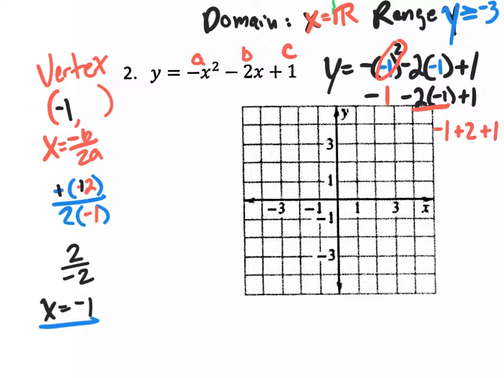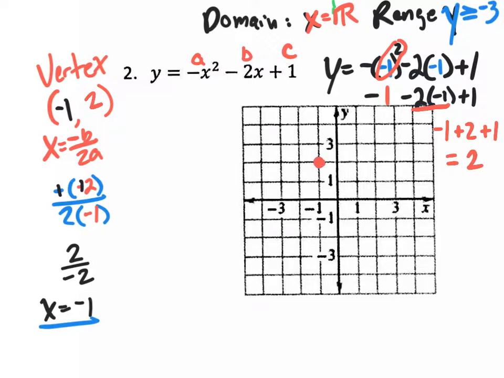So what's my actual y value going to be? What's -1 plus 2 plus 1? 2. Thank you, 2. So our y value of our vertex is 2. Let's graph that vertex of -1, 2. That's right here, -1, 2.